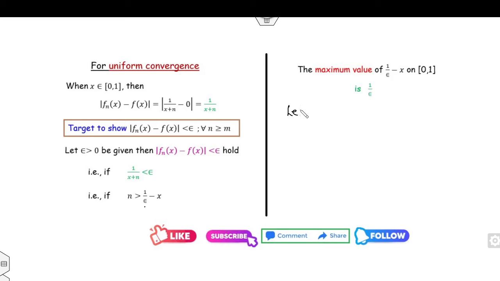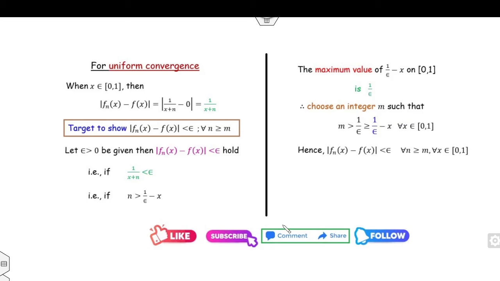So I can choose a positive integer m such that m is greater than 1 over epsilon, because 1 over epsilon is the maximum value of 1 over epsilon minus x. Therefore, |fn(x) minus f(x)| is less than epsilon whenever n is greater than this number. So fn(x) converges to f uniformly over the closed interval [0, 1]. Hence, the series converges uniformly over [0, 1]. This is the first example.